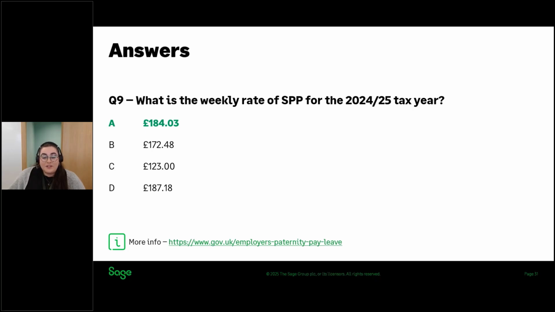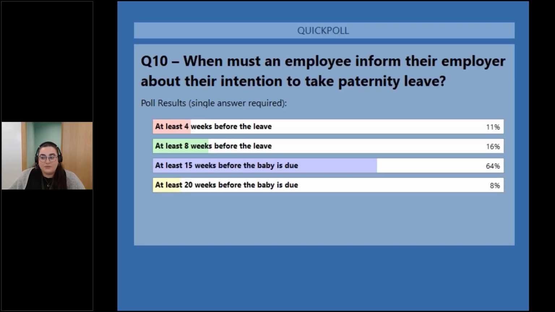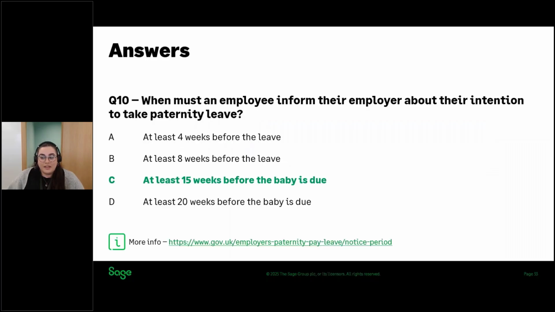But moving on to question number 10, and that was, when must an employee inform their employer about their intention to take paternity leave? Let's share the results from that poll. So a little bit more of a split with this one, but 64% have said at least 15 weeks before the baby is due. Is that correct? And the answer was yes, at least 15 weeks before the baby is due. You can find more information on this link at the bottom of this slide, on the notice periods and things like that with paternity pay.